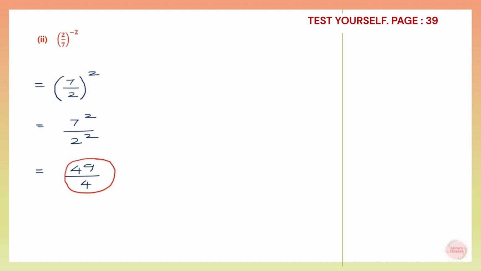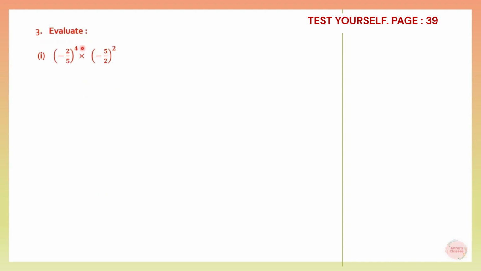Question 2. 2 by 7 raised to the power minus 2. So we're going to make the power positive by writing the reciprocal of this. So 2 by 7 will now become 7 by 2 and this is now raised to a positive power, that is 2. So this becomes 7 raised to the power of 2 by 2 raised to the power of 2. 7 raised to the power of 2 means 7 sevens are 49 and 2 raised to the power 2, 2 twos are 4. So what is our answer? 49 by 4.